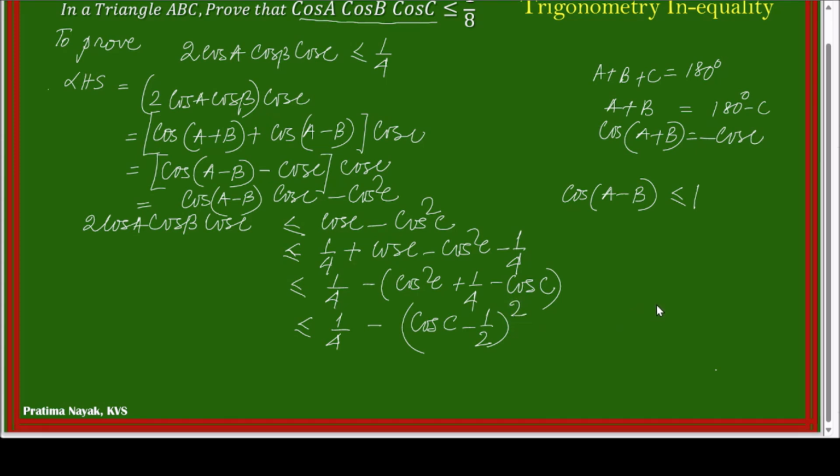And you know that any square, cos C minus half squared, is always positive or equal to 0. So if this is 0, 1 minus 4, it will be less than 1 by 4. So this proves that cos A cos B cos C is less than or equal to 1 over 8. Proved.